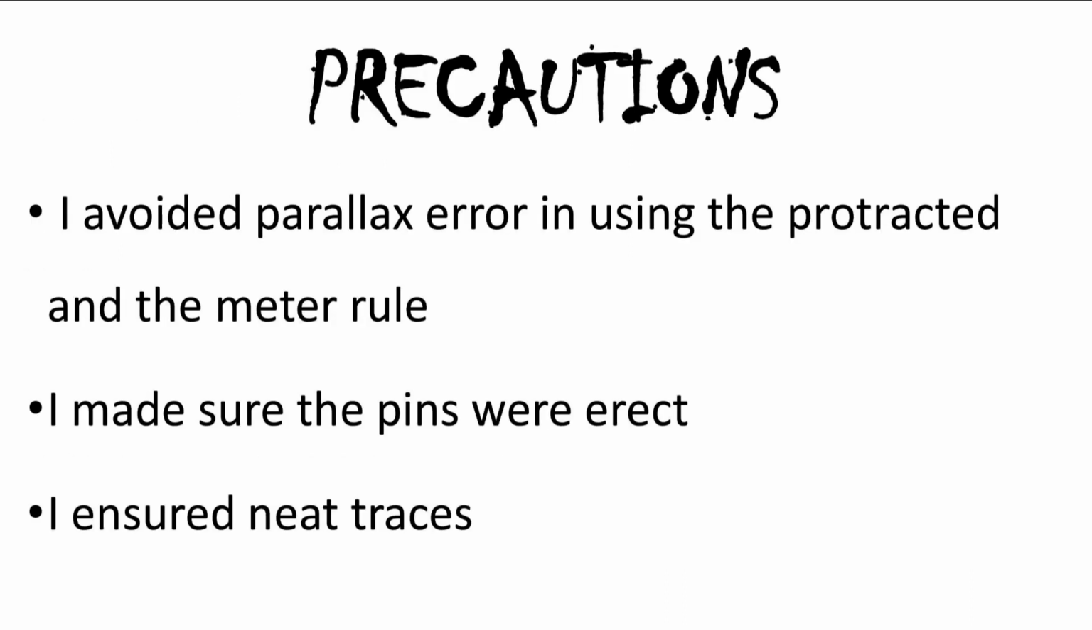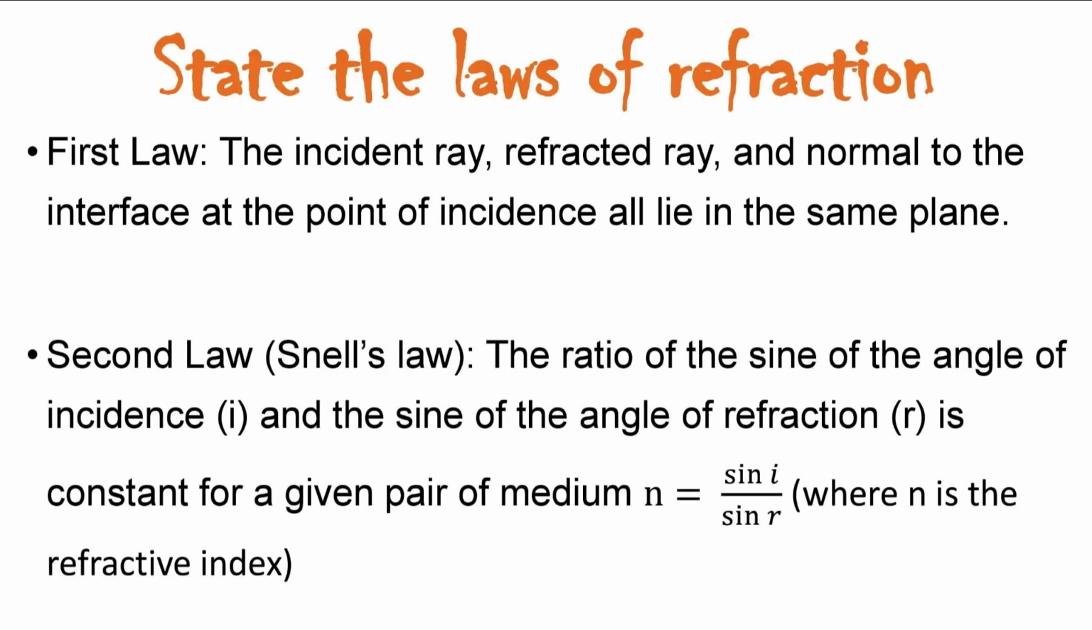The precautions that we took are standard. Neat traces must be ensured, pins must be erect, and you avoid parallax error in any measuring device that you use during the experiment. The protractor and the meter rule must always be used, and parallax error should be avoided.